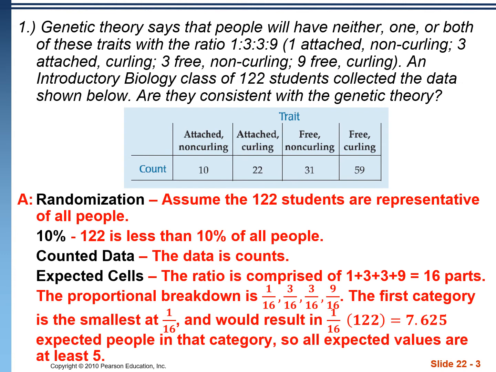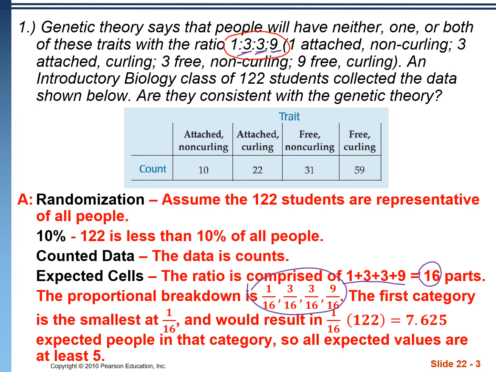Check the conditions. The first three are pretty straightforward. However, I'm going to spend a bit of time on the fourth one, the expected cells. So it's not telling us exactly what's expected in each of these cells. It's just saying this is the ratio that they're supposed to follow. Now, when we look at that ratio there, we need to note that there are 16 parts there. 1 plus 3 plus 3 plus 9 equals 16. So the actual fractional breakdowns would be 1/16, 3/16, 3/16, 9/16.